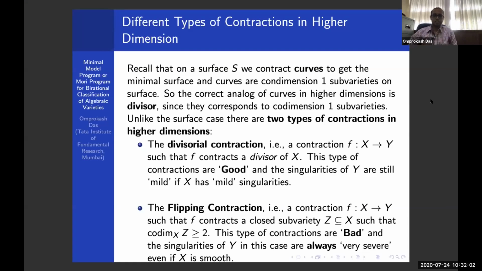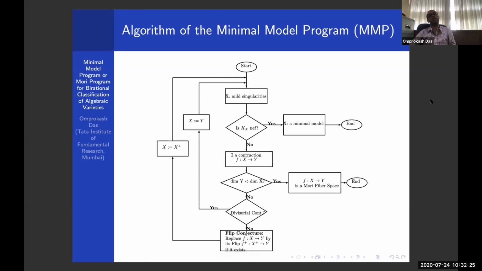So I have given lots of definitions. Now we are ready to actually describe what the minimal model program is. When you say something is a program, like the minimal model program or the Langlands program, when you say the word program, it automatically means that there is an algorithm for the process. So next is the algorithm of the minimal model program. This chart is basically the heart of the minimal model program. That's what we intend to do here.